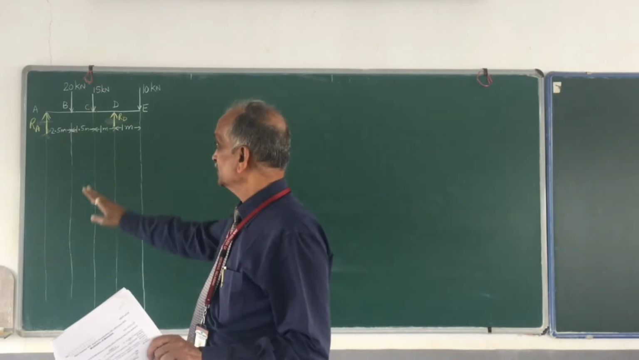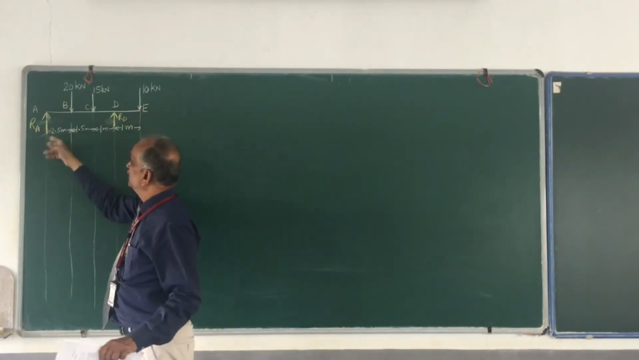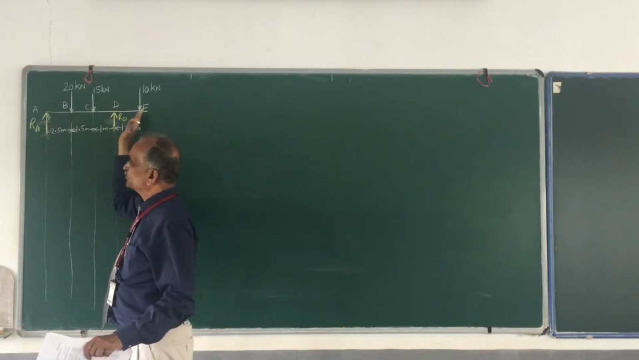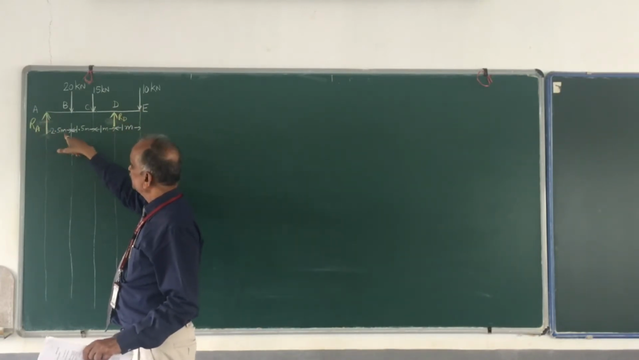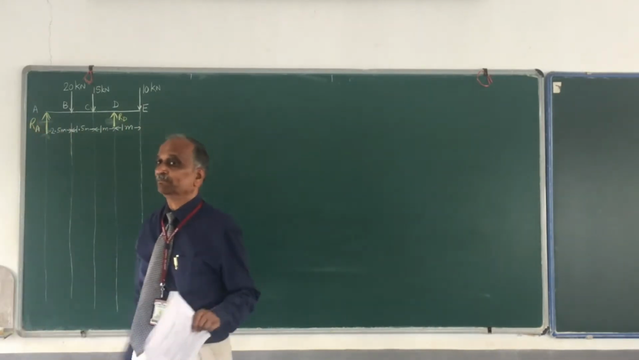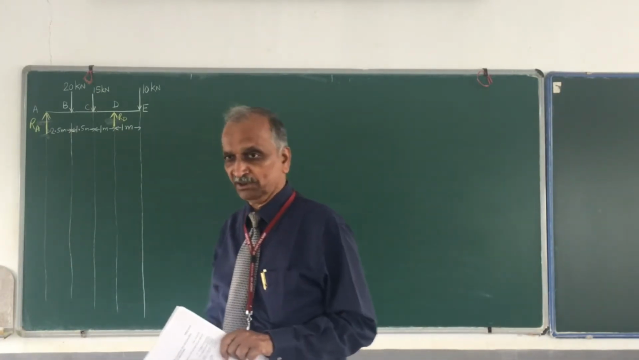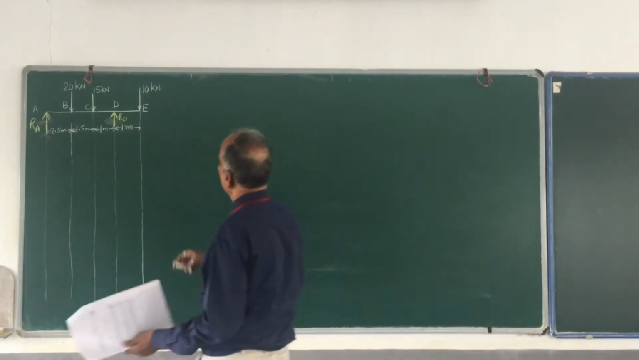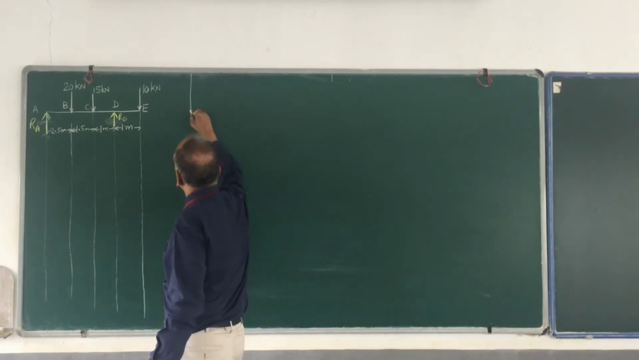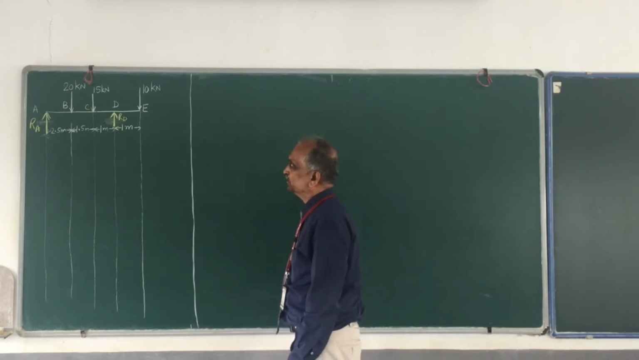Please remember, it is not the entire length from here to here. From here to here is 6. Correct? 2.5, 1.5, 4, 5, 6. 6 meters is the length of the beam. What is the span of the beam? Span of the beam is only 5 meters. Please know that. Okay, so now the first thing we need to do is determine the reactions.